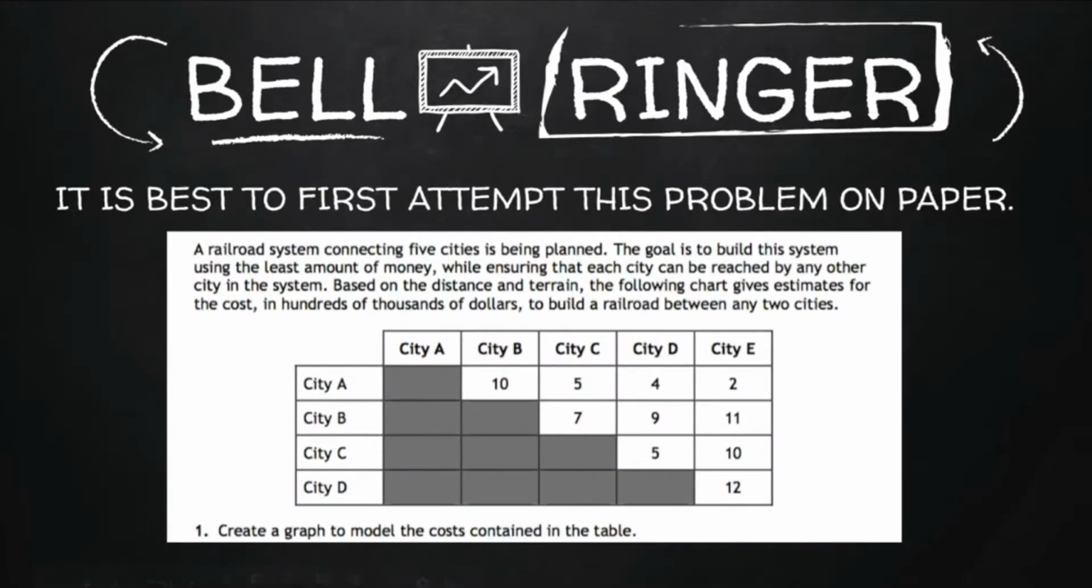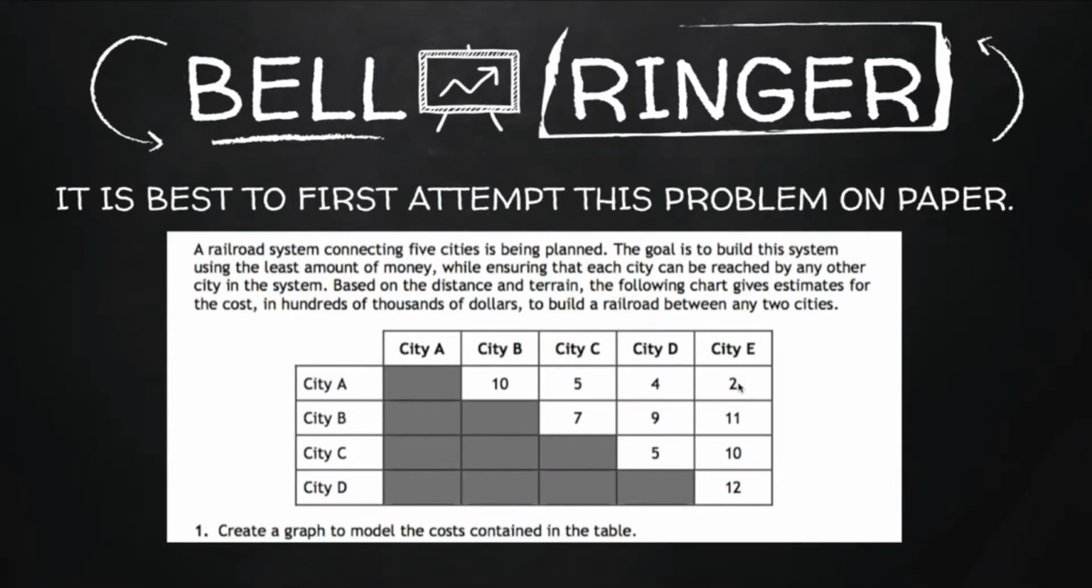And as you can see here, we have City A, and it's 10, or hundreds of thousands of dollars, to build. So it's $1 million to build a railroad between A and B, $5 million between A and C, $4 million between A and D, $2 million between A and E. So we want to create a graph model that contains the costs in this table.